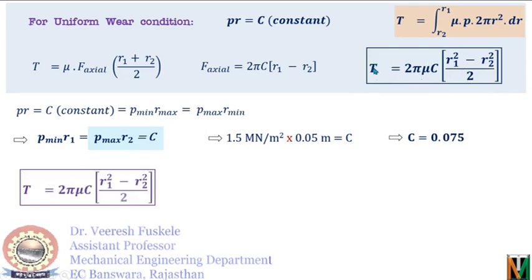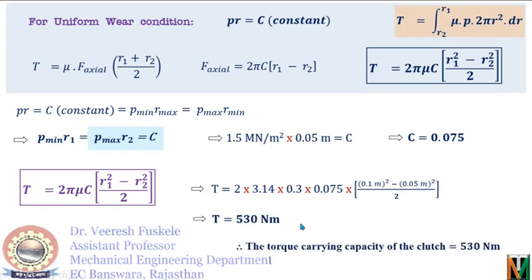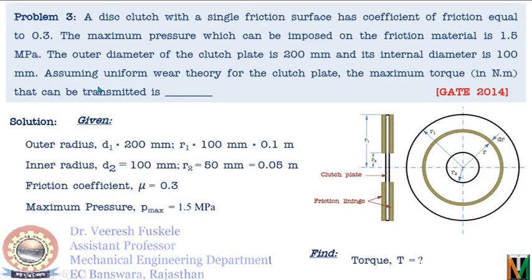So putting the values of 2 pi mu is 0.3, C is, we have already calculated, 0.075, into R1 is 0.1 meter square and R2 is 0.05 meter square. So we have kept all these values in meter as we have calculated the value of C keeping the values in meter. So this will give us the torque as 530 Newton meter. So the torque carrying capacity of the clutch in this problem is 530 Newton meter. The maximum torque in Newton meter that can be transmitted is 530. Look at the next problem.